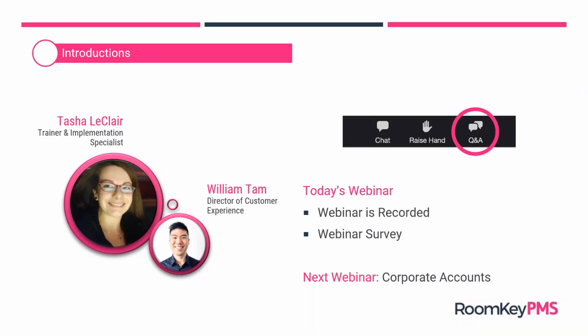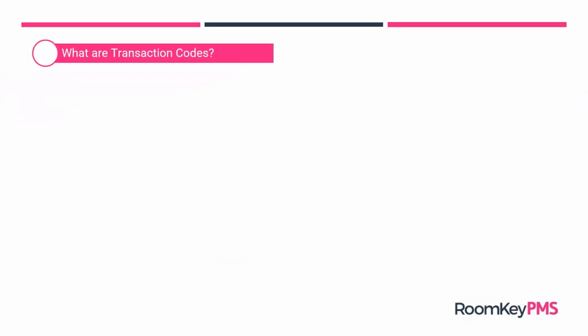Wonderful. So let's dive right into our topic and define what are transaction codes. So in RoomKey, for transaction codes, we use a fairly simple accounting definition. They are customizable codes that are used to track debits and credits. So that's the revenue flow throughout the RoomKey software there. Now I'm going to break this definition down into two parts. We'll look at the codes part first, that customizable codes part.